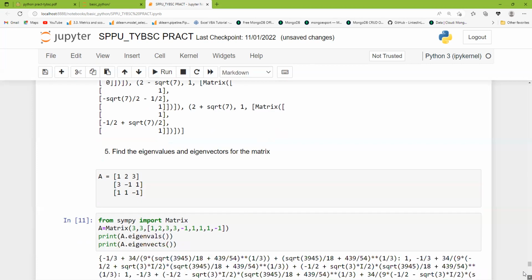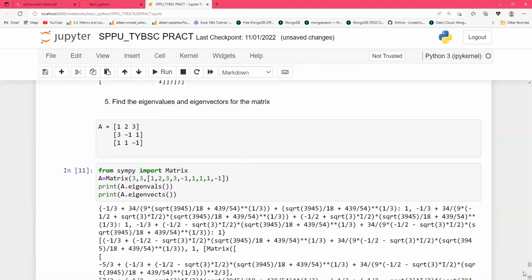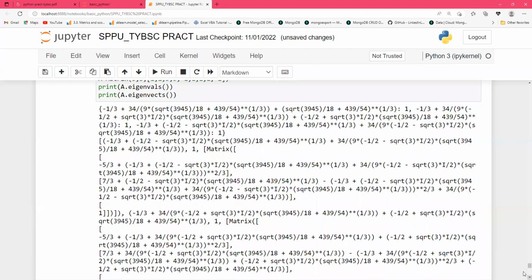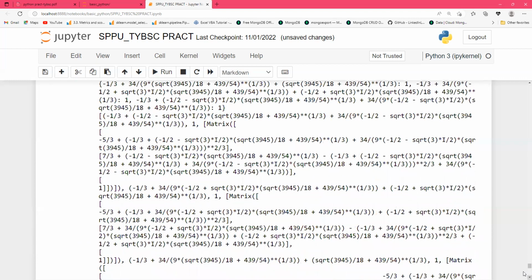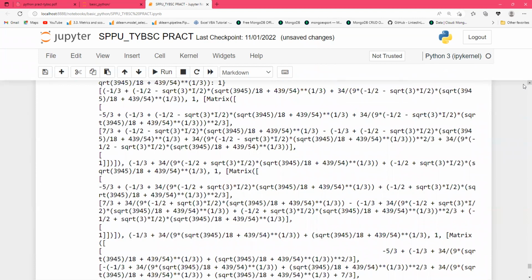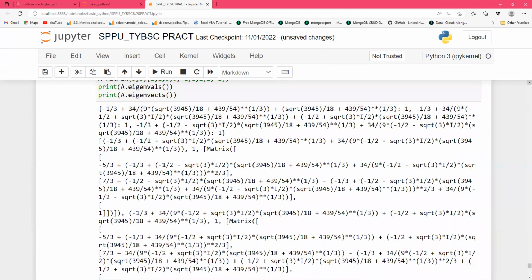Okay, guys, it's a very big output that you have to write down. So you can pause the video and you can take it. Okay, so I will stop here. So what is the first eigenvalue, guys? Let us see. This is the first eigenvalue.